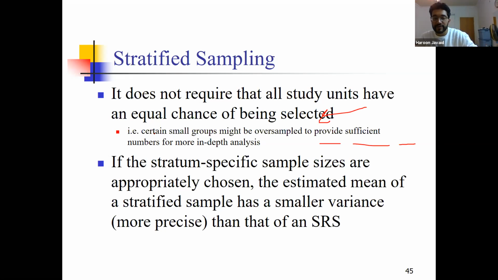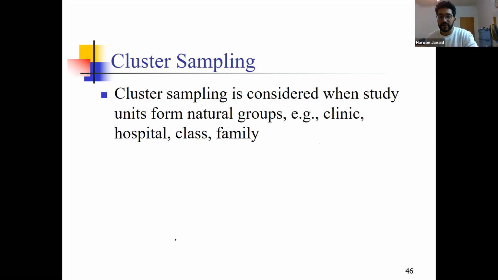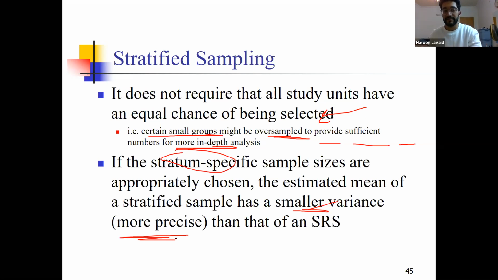Why do we do this? Certain small groups, for example, the elderly, may have to be overly sampled because you want a more in-depth analysis, or their numbers may be larger in the population itself. Okay, so the good thing about this is you have a smaller variance if you use this method, because you are dividing them into specific sample sizes, okay? So your variance is less, which means the study is more precise. This is one benefit as compared to simple random sampling.